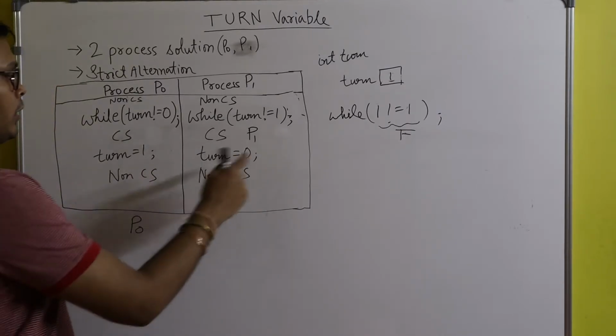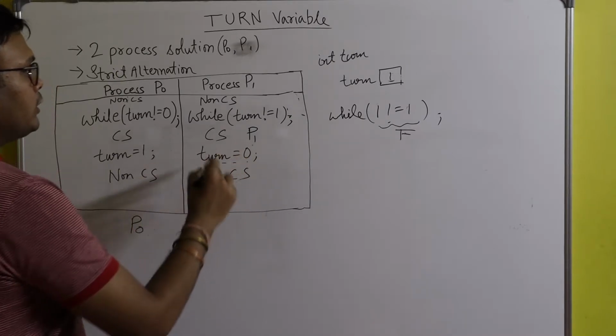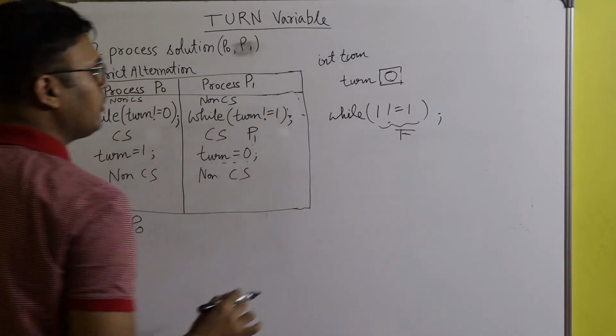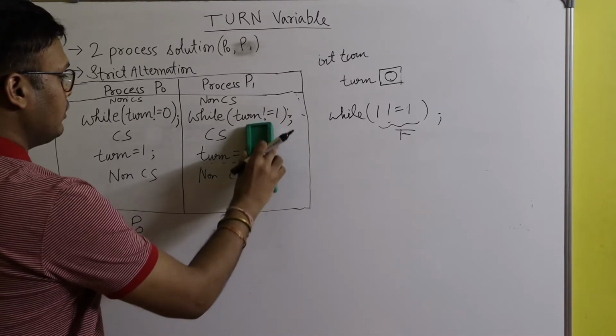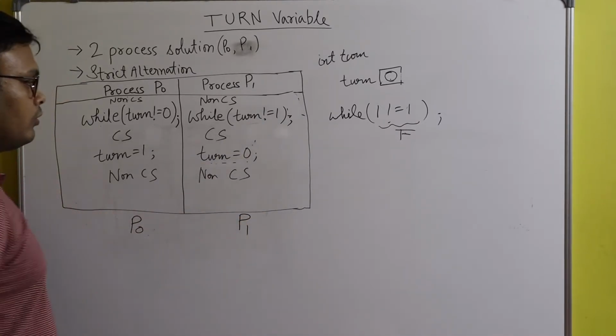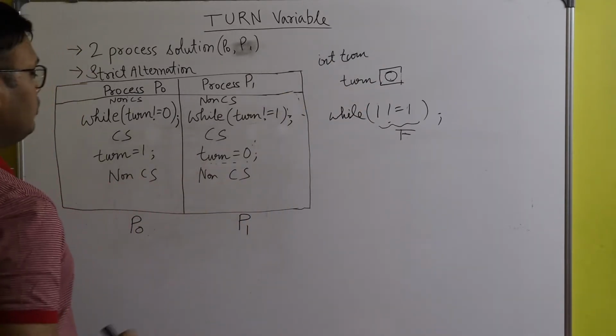So let's see. Now P1 will execute this code, turn is equal to 0. So here I will write 0, meaning the value of turn has been made 0. And now P1 is outside of the critical section. So the value of turn is equal to 0.